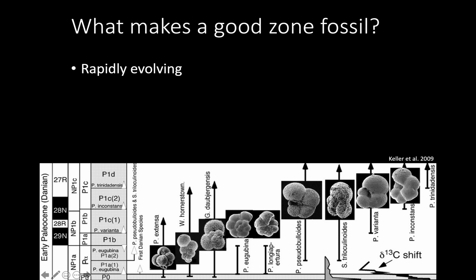So first, these are fossil foraminifera. They're microfossils. They're really cool. They're exceptionally good biostratigraphic markers, and we'll talk about why that is. The first is that the species are rapidly evolving.